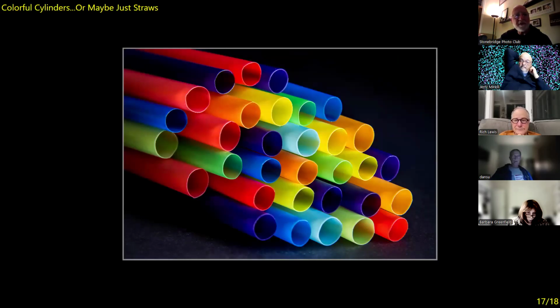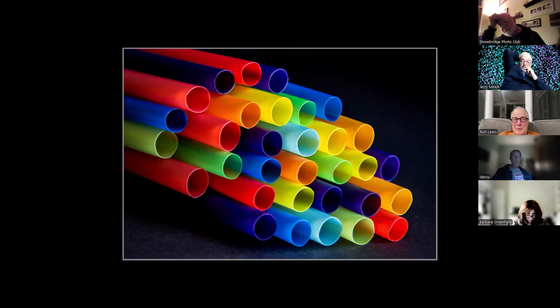Colorful cylinders, or maybe just straws. Well, they're definitely geometric. I don't know if this is the way you pulled them out of the box or whether you arranged the color scheme. It's a random color scheme, but it almost looks contrived. If you told me you spent 3 hours organizing these things, I would believe you. But it just seems to work out really well.